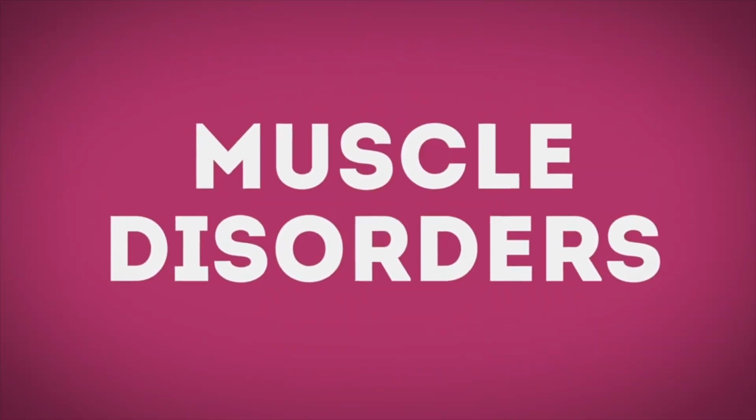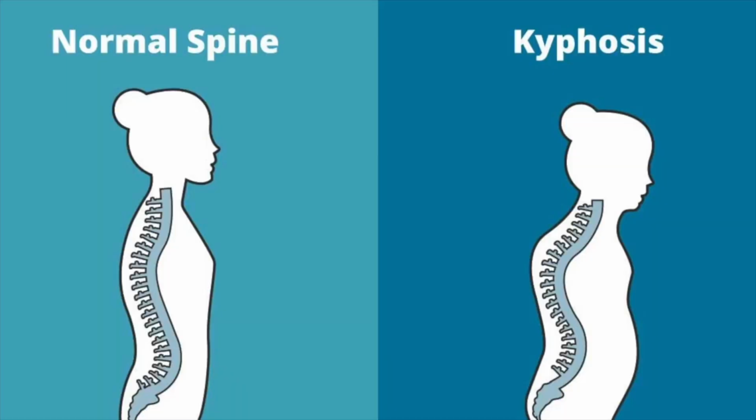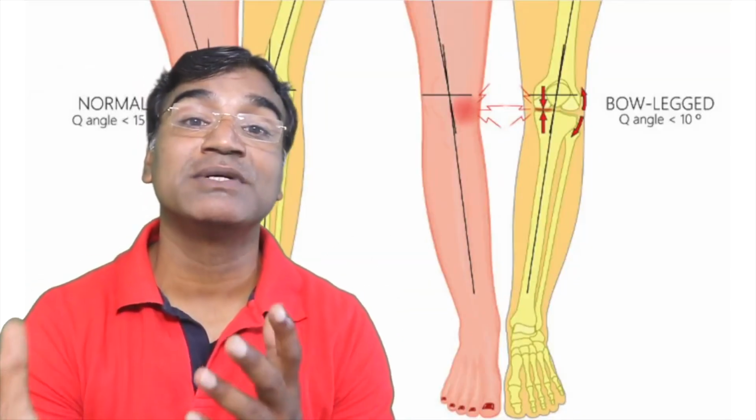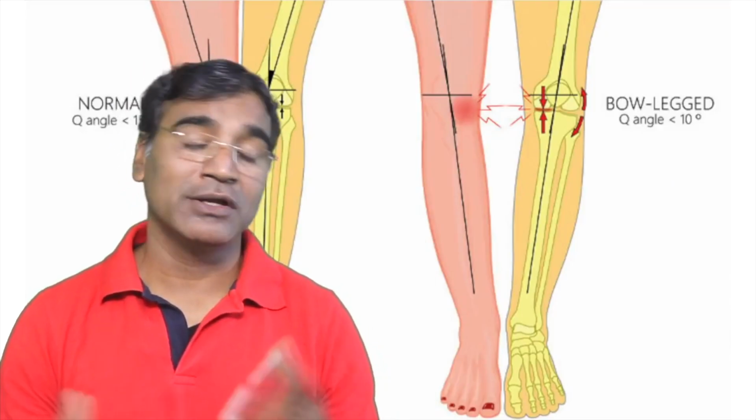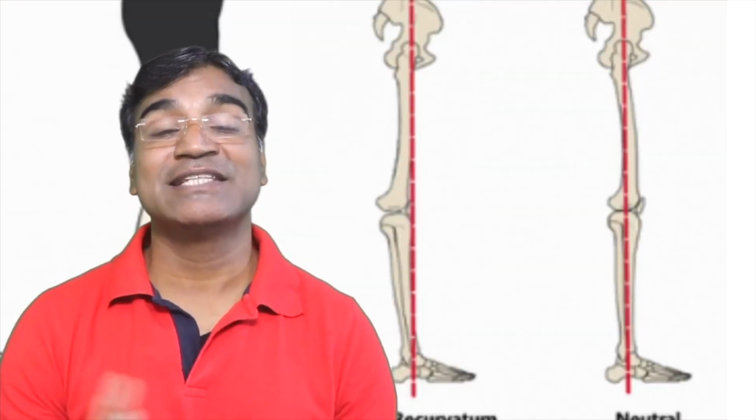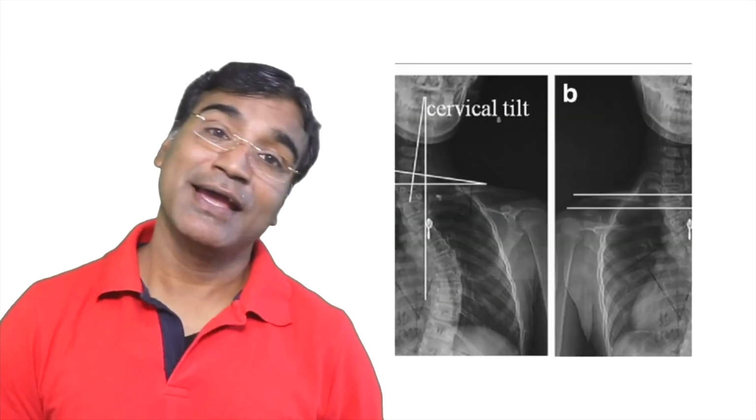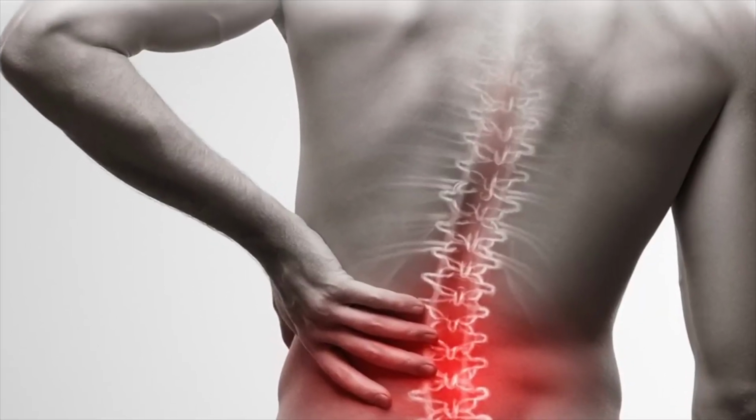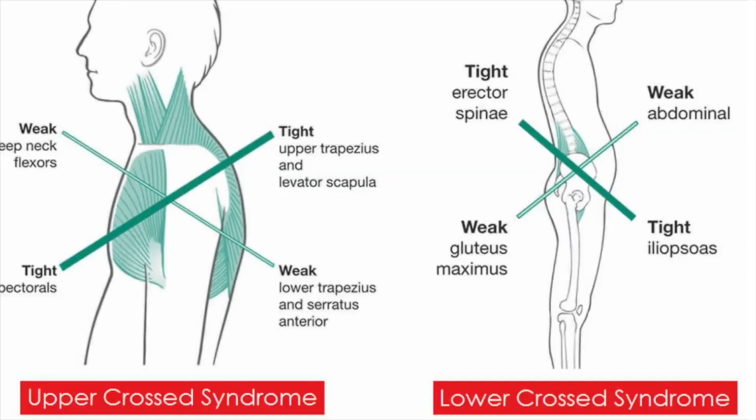Muscle disorders such as forward head posture, Dowager's hump, kyphosis, lordosis, uneven hip, flat back, scoliosis, knock knees, bow legs, and how which muscle work on the knock knee and bow legs. The hyperextension of the knee, tilted head, back pain that is quite common. And what is this upper cross syndrome and lower cross syndrome?